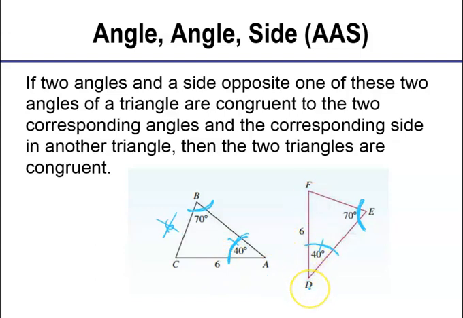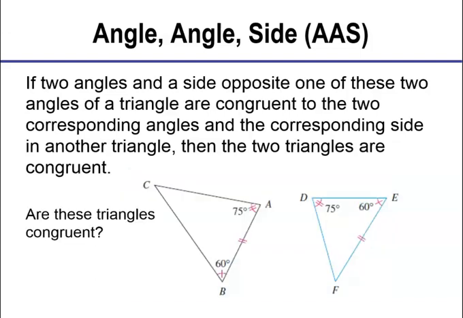And so this would use angle, angle, side to show congruence. Now this side says the same thing, angle, angle, side, but I have a question for you. Notice this diagram is different than the page I just had up. And I ask, are these triangles congruent? Can we use angle, angle, side or angle, side, angle to show that these two triangles are congruent?